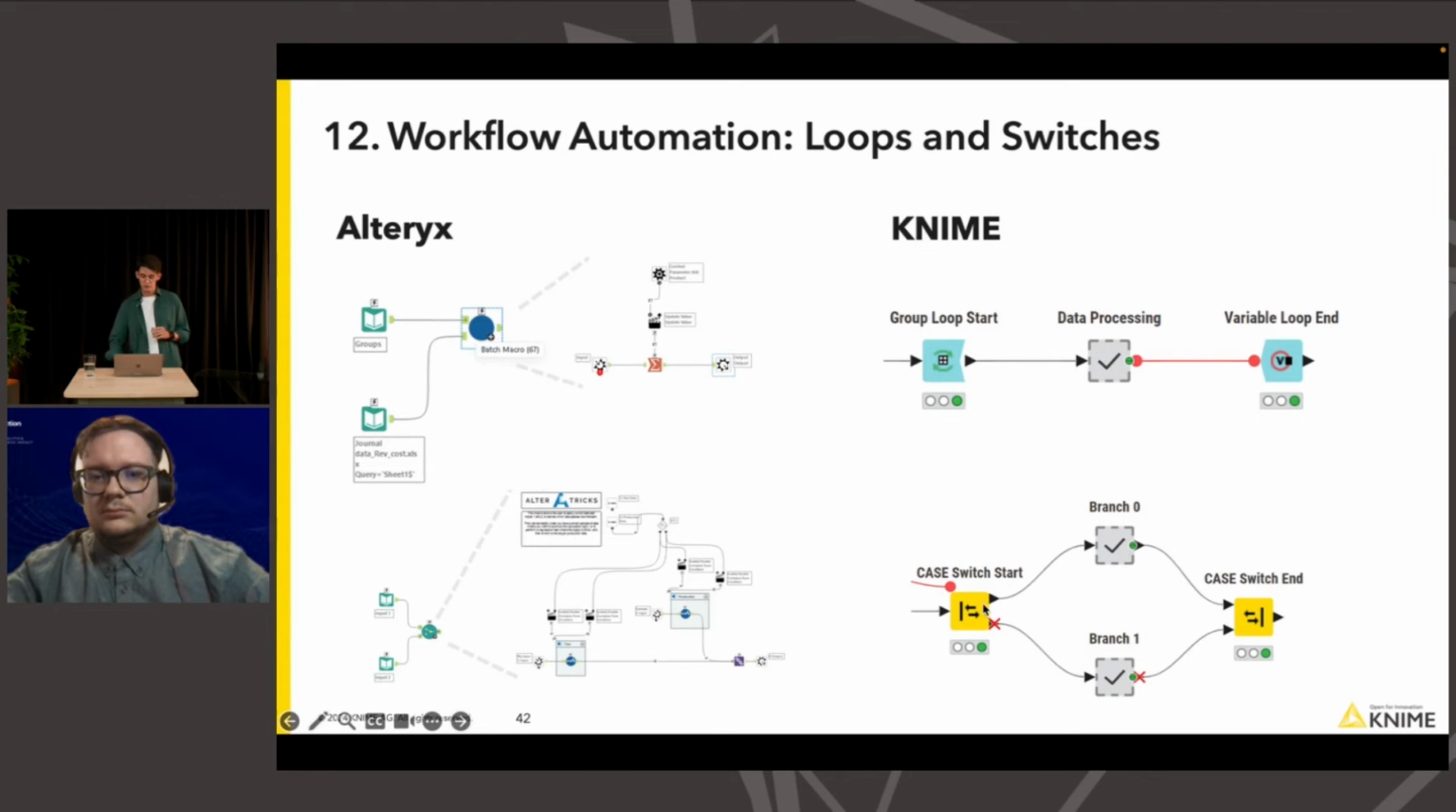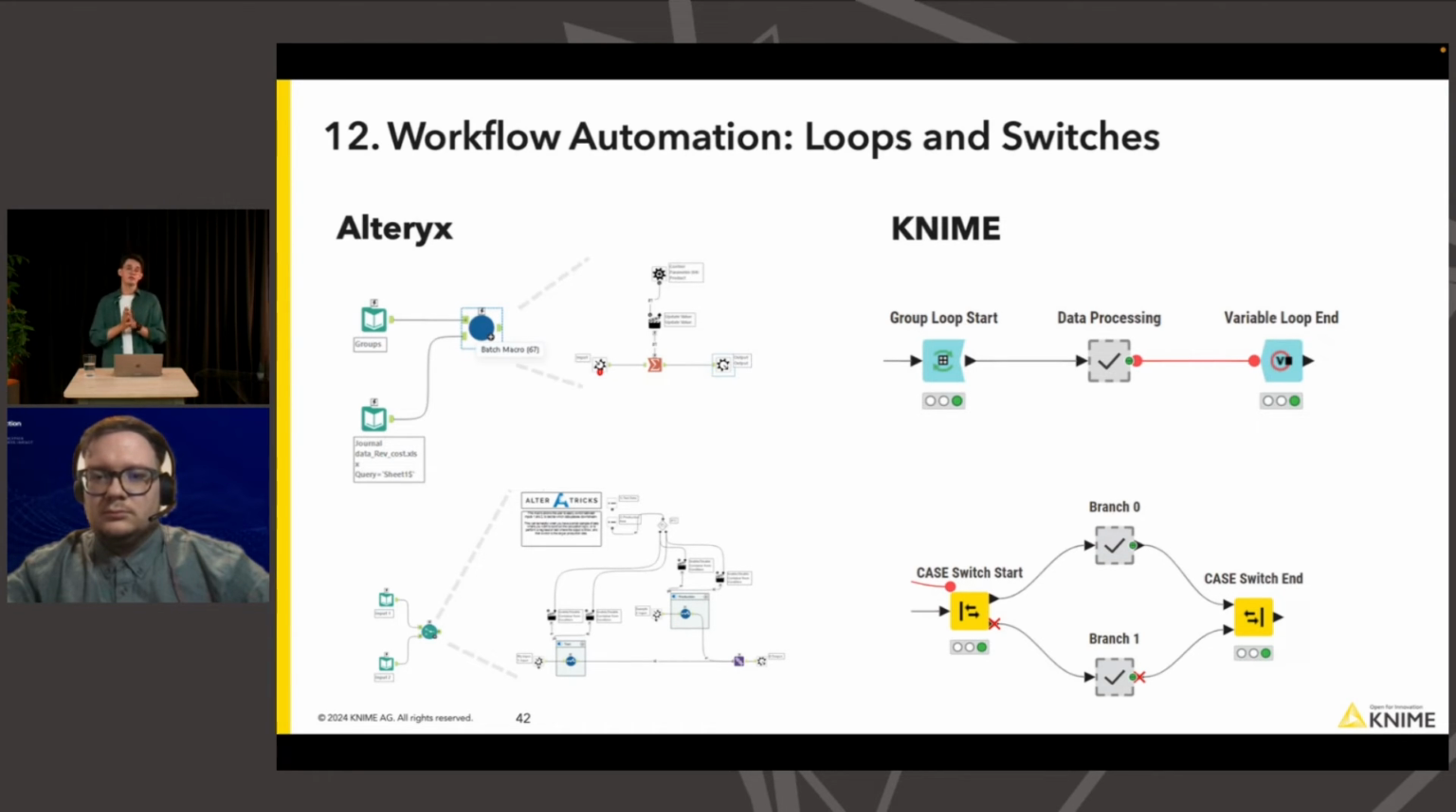The same is true for switches. You can have different switches in KNIME. Here we have a case switch. You can also have the if switch, etc. And there, based on a little bit of logic you configure within the configuration, you can either activate the top or the bottom branch depending on your use case.